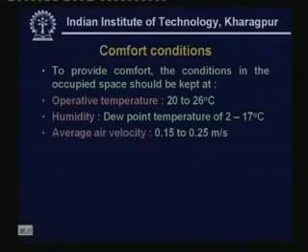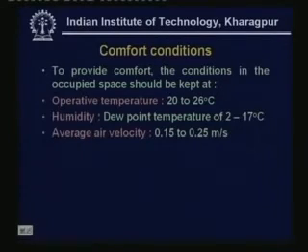And you also have to maintain certain air motion or certain velocity of air inside the occupied space so that a human being can feel comfortable, and this required air velocity falls in the range of about 0.15 meter per second to about 0.25 meter per second. If the air velocity is too low, a human being feels stagnant and has an uncomfortable feeling, and if the air velocity is very high, then he'll have the problem of drafts.